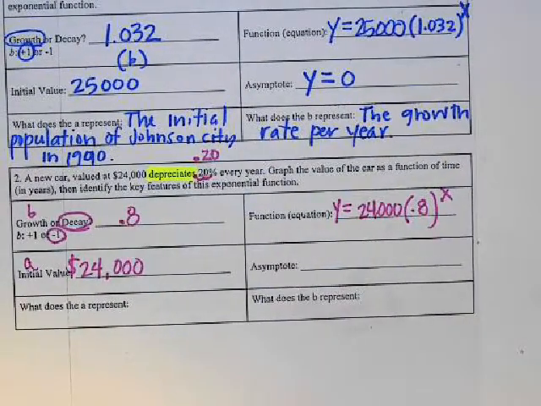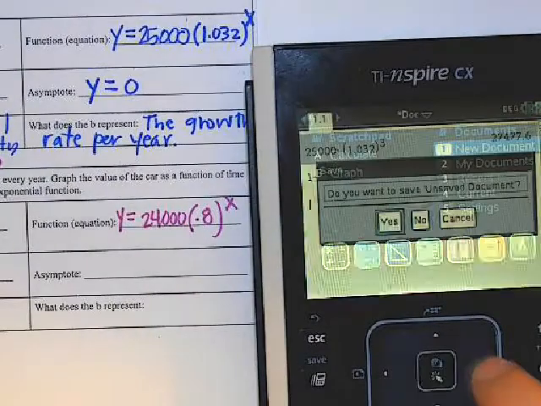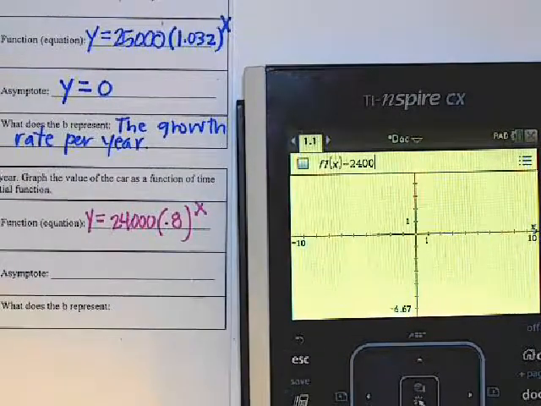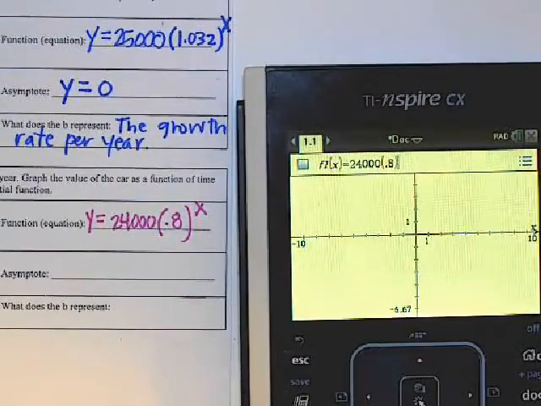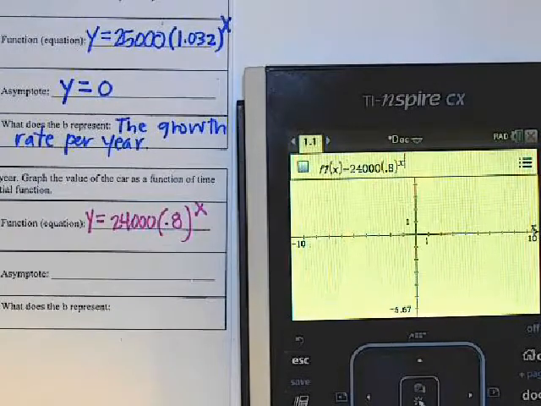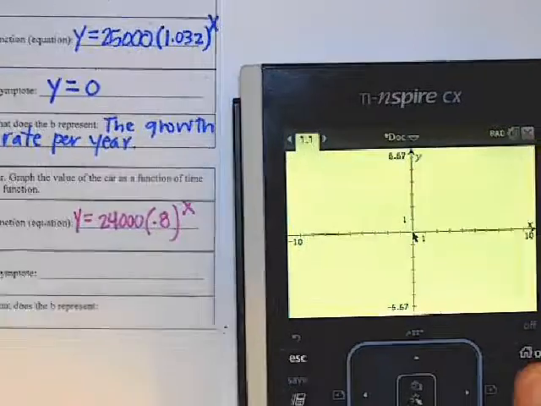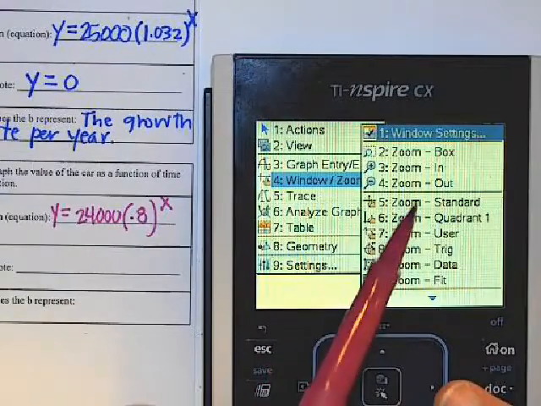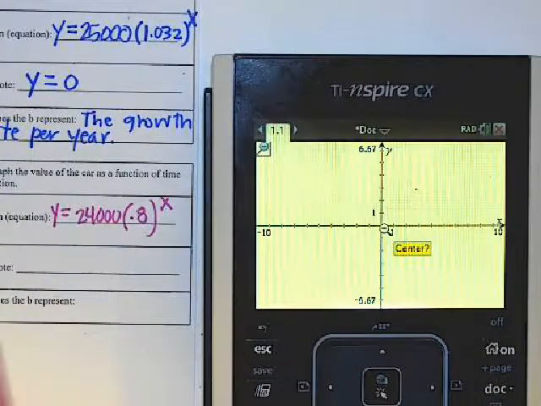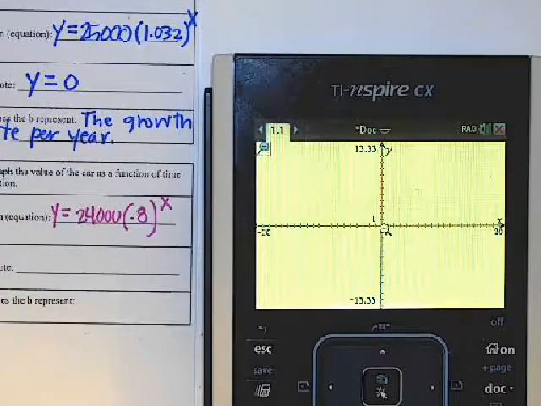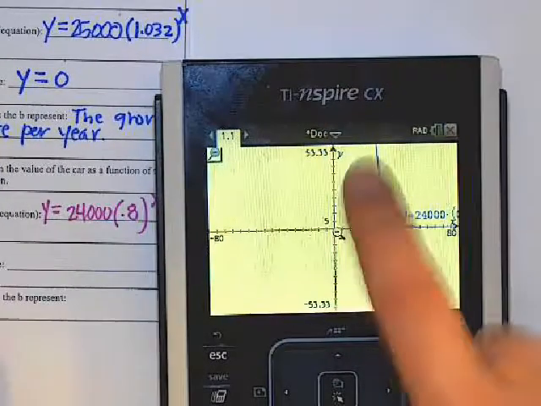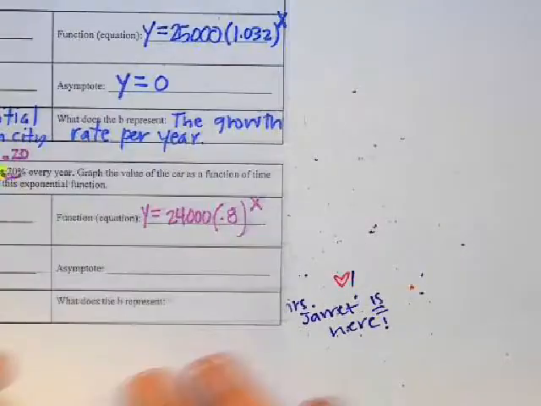What's my asymptote? Do I know it right now? No. What do I have to do? Graph it. Okay, we have to graph and see where our graph approaches but never touches. So 24,000 times 0.8 to the x power gives me a blank graph. Because it's really big numbers, what do I need to do? Zoom out, menu, zoom, zoom out. Are you with me? Keep hitting enter until you see the graph. What does it approach but never touch? The x-axis, which is y equals 0.